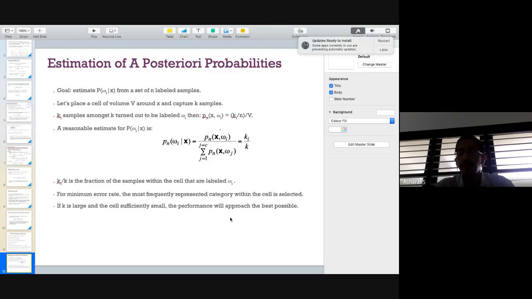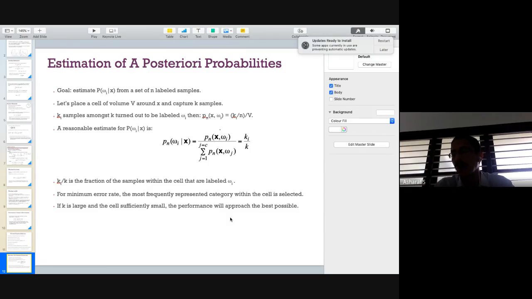So P_n(ω_i | x) can be written as P_n(x, ω_i), the joint probability, divided by P_n(x). P_n(x) is essentially summed over all the classes, P_n(x, ω_j). This is something that we have seen, and we can estimate that as k_i by k, which is what the k nearest neighbor approach is all about.